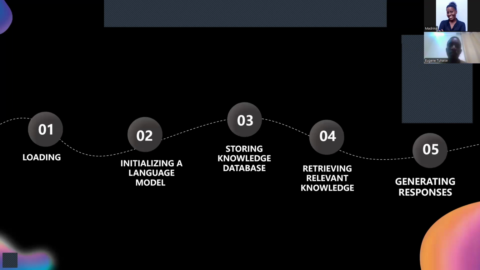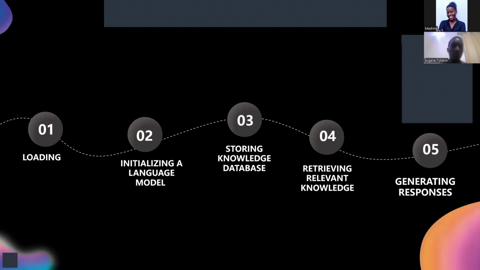From the screen, you can see the first step is loading. Here we are loading and pre-processing the text or image data. Second, we're going to initialize a language model and extract a knowledge graph. Then we are going to store the knowledge graph in a database so that we can use it for any querying work. Then retrieving the relevant knowledge from the graph based on the user queries. Then generating responses, by synthesizing the knowledge that has been obtained from the language model.